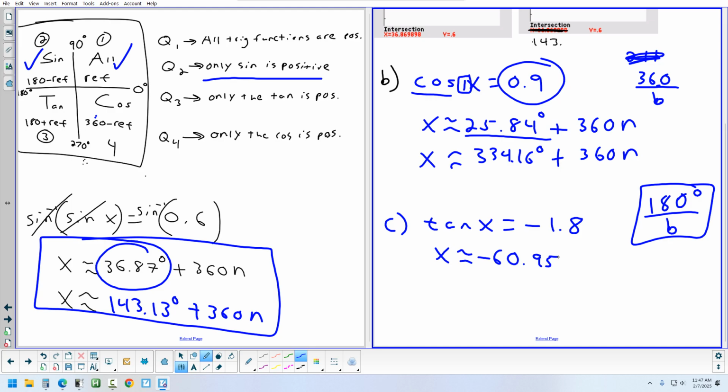And how often is that answer going to repeat? Plus 180, yep. Okay, second answer. It's going to have a plus 180 end.